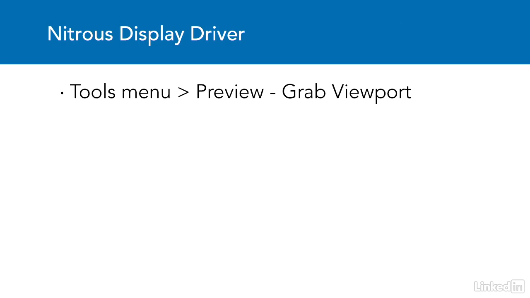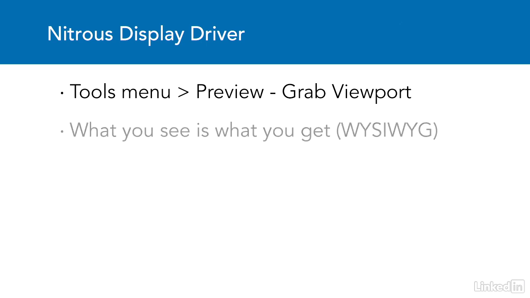Nitrous is the technology that drives the viewports in 3ds Max. It's known as the display driver. You can render using Nitrous from the menu Tools, Preview, Grab Viewport. Nitrous is not available from the render setup dialog. The cool thing about Nitrous is that it is a what you see is what you get situation, or WYSIWYG. What you see in the viewport is exactly what you'll get when you render a preview using Nitrous.